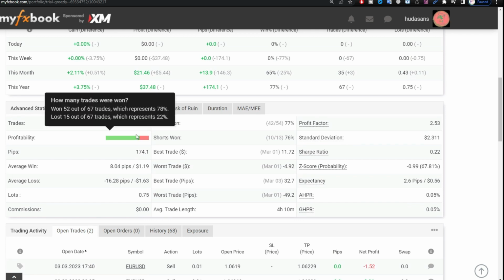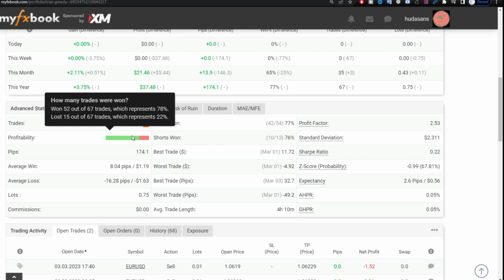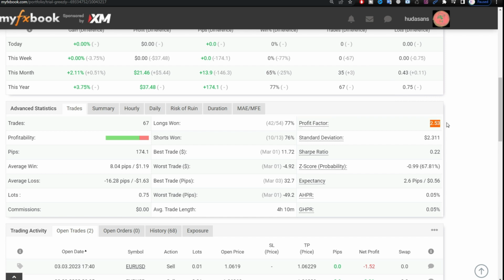Advanced statistics. Total trades 67 transactions with a profit ratio of 78%. The resulting profit factor is 2.53. Of course these results will still change over time. It takes at least 1 month of observation or even more to get more valid results. If you are interested, you can take the time to observe this Expert Advisor.